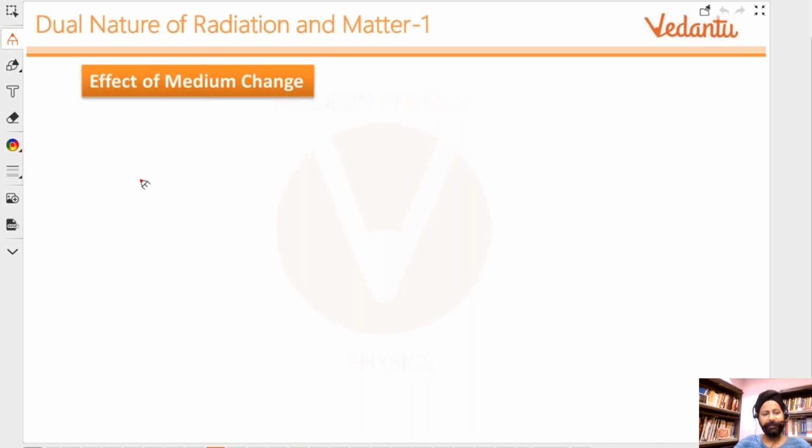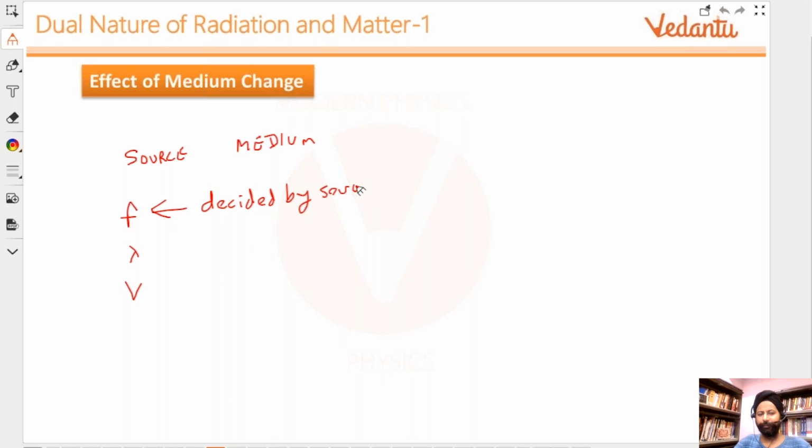We'll write it again. Whenever you have a wave, you need two things. One is the source of the wave, and then you need a medium for the wave to travel. And there are three attributes that we study usually: frequency, wavelength, and velocity. Frequency is decided by source, and once it is decided, it is not going to be changing. Even if the medium changes, frequency doesn't change because I created a wave, I decided the frequency.